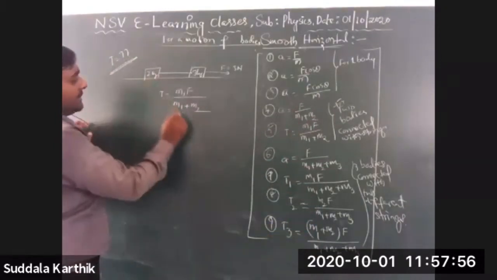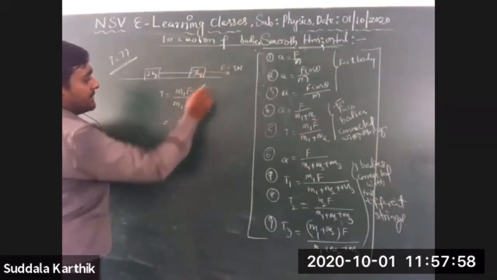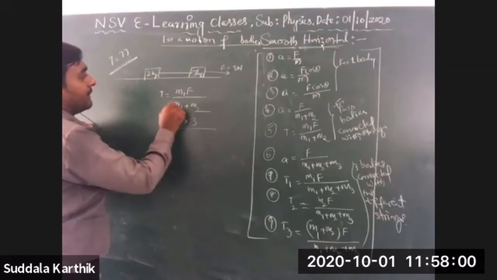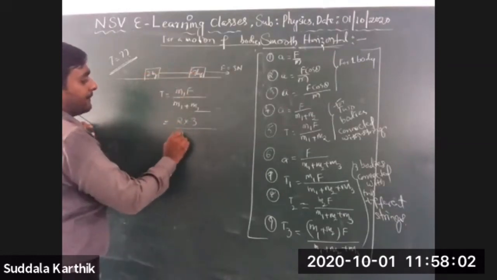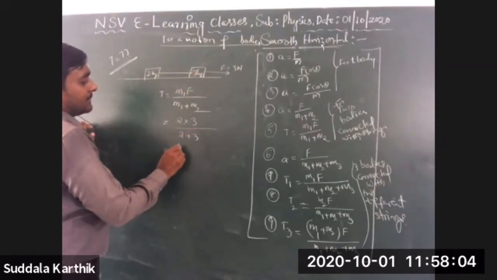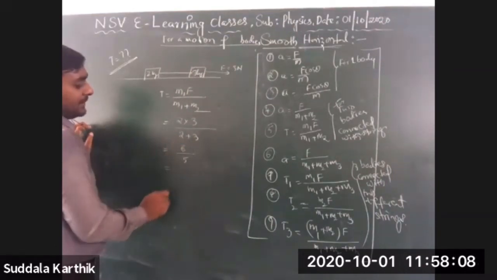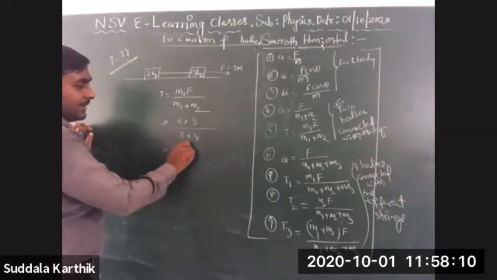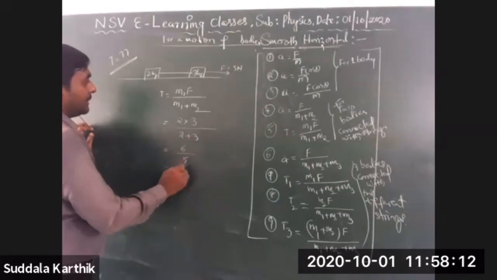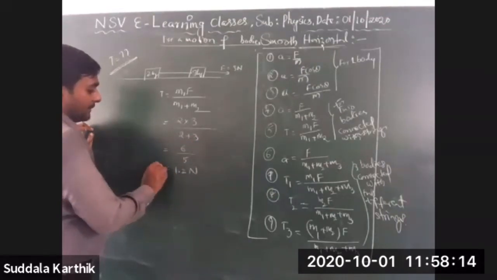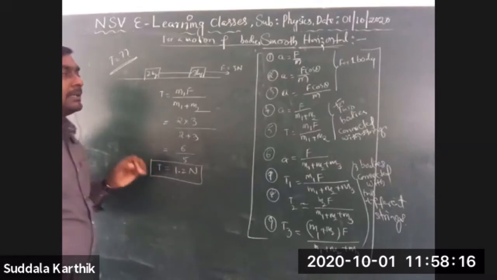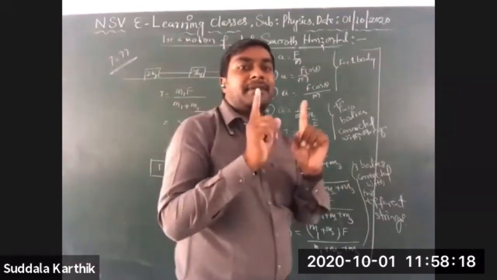So M1 is how much? 2 kg. F is how much? 3 newtons, by M1 plus M2, 2 plus 3. So 6 by 5, which is 1.2 newtons of tension developed in the string which we have connected between the two bodies.